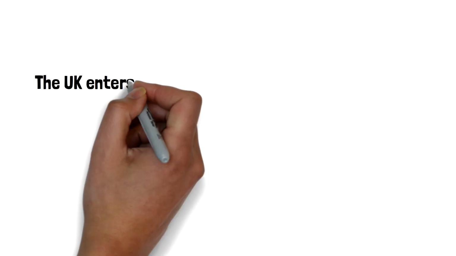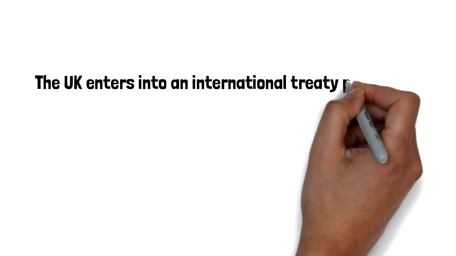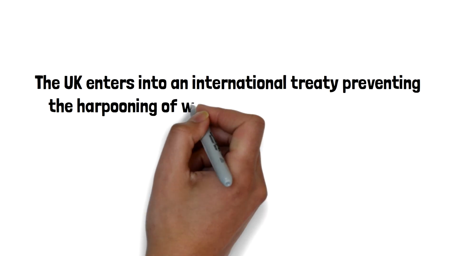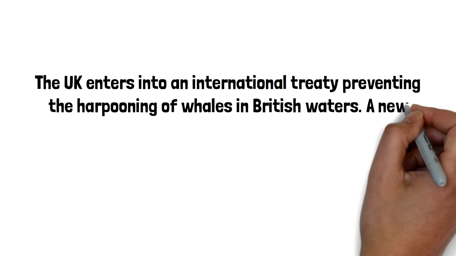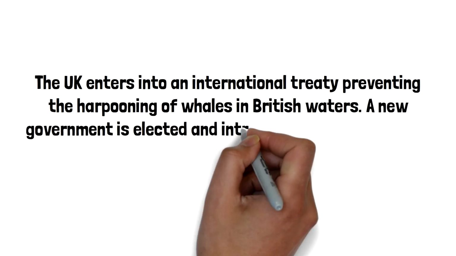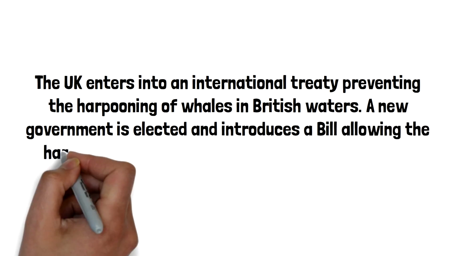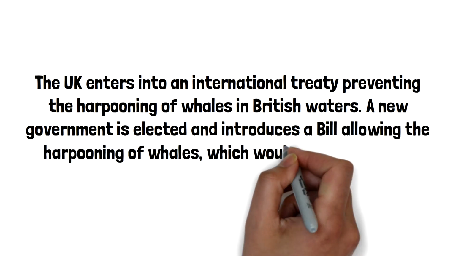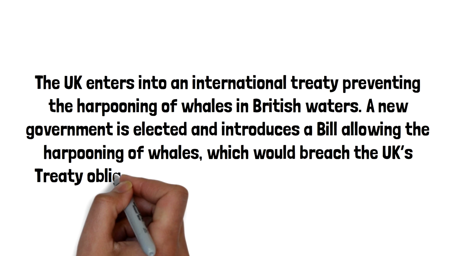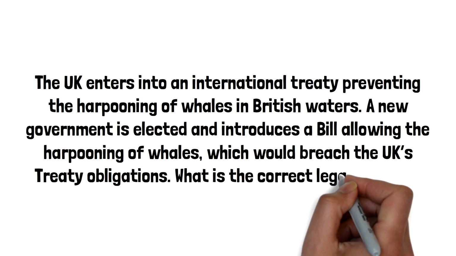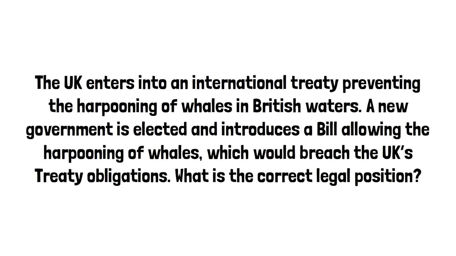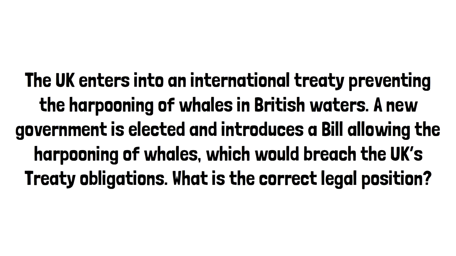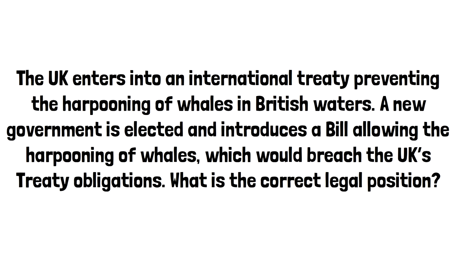So let's look together at an example SQE1 exam question of the kind that you could get. The UK enters into an international treaty preventing the harpooning of whales in British waters. A new government is elected and introduces a bill allowing the harpooning of whales, which would breach the UK's treaty obligations. What is the correct legal position?